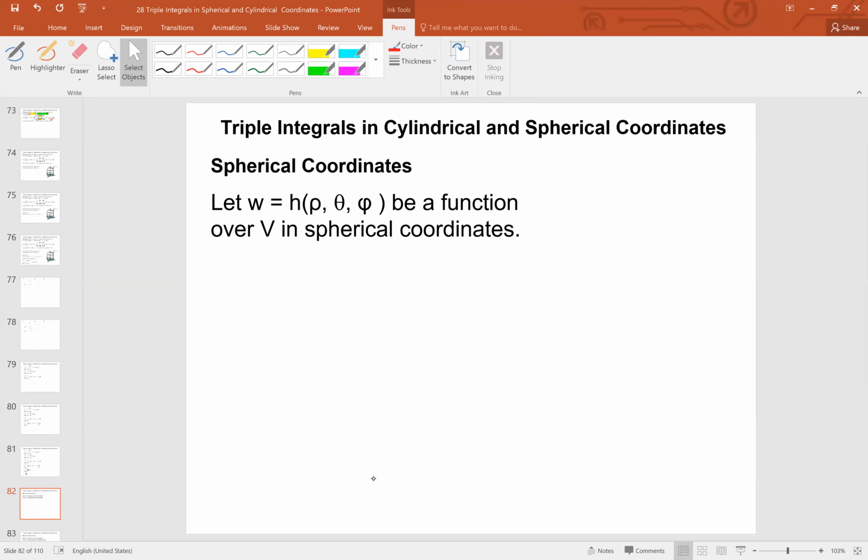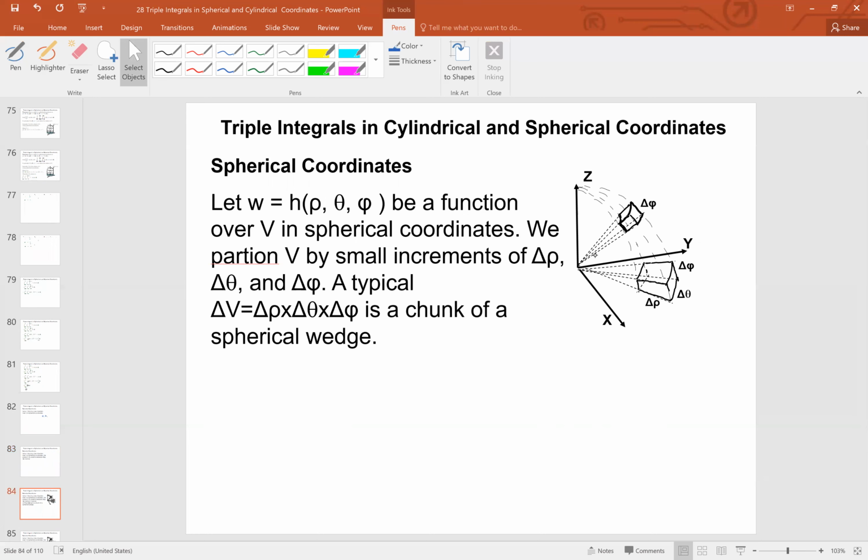Okay. Here are the spherical coordinates. Again, we have 3 variables. And so what we're going to propose is what happens if I increase the rho, the distance from the center outward a little bit. Now I'm going to change the angle, increase the angle theta by a little bit. And now I'm going to change the pitch angle downward a little bit. When I do all three of them, it cuts up little chunks of the sphere.